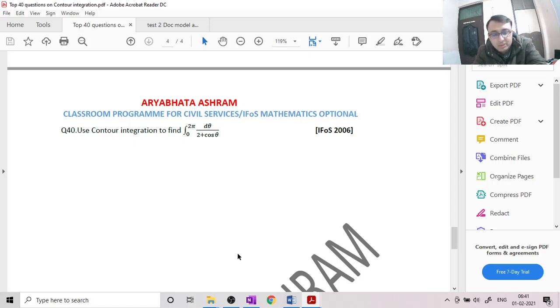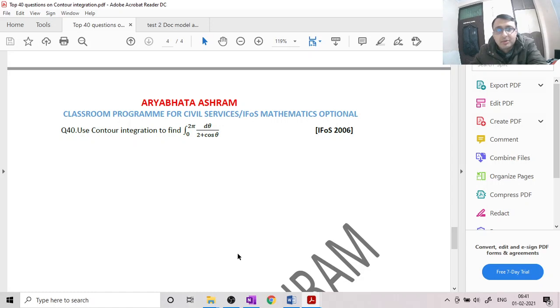Today we will be taking question number 2C of complex analysis. Before we do so, let us see that on similar lines we have asked some questions. This was given as a top 40 question for contour integration, and this is using contour integration to find the integral from 0 to 2 pi of d theta by 2 plus cos theta.